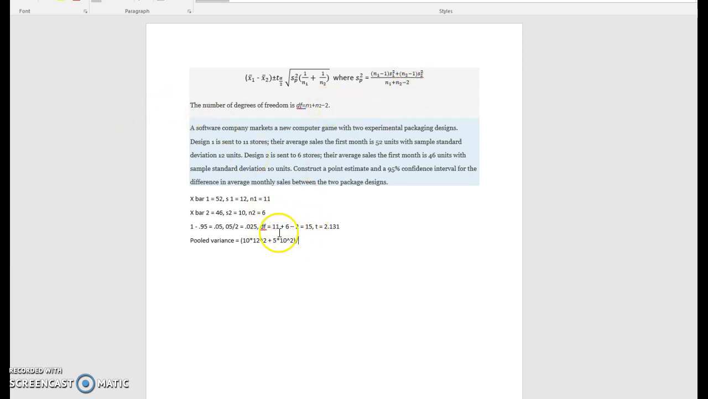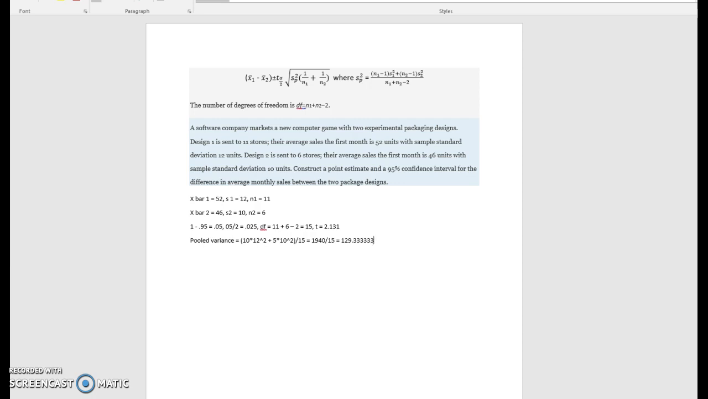Now we already got N1 plus N2 minus 2 right here. It was 15, so I'm just going to put 15 right there. All right, so in my calculator, I'm going to do all of the numerator first. That gives me 1940, and I want to divide that by 15, so let's do that in our calculator, which gives me 129.33333. I'm going to take it out about 6 decimal places.